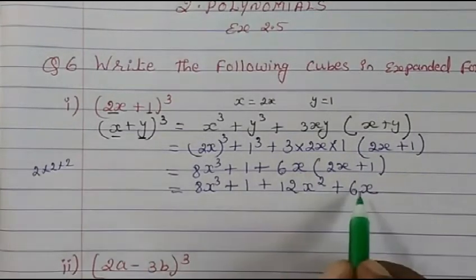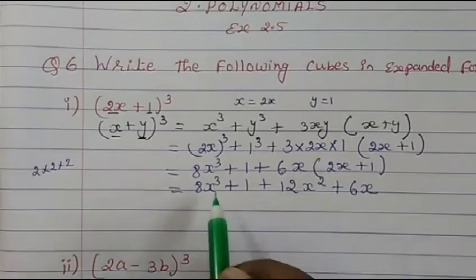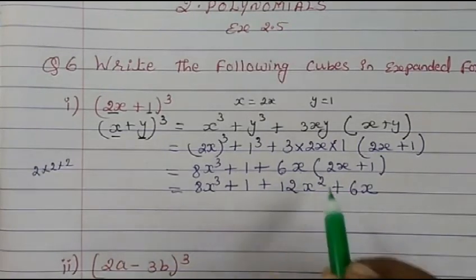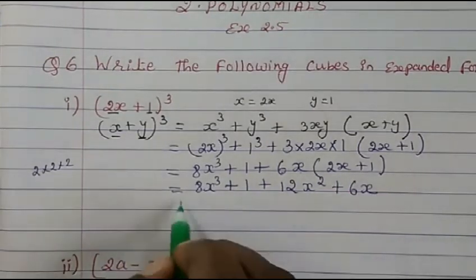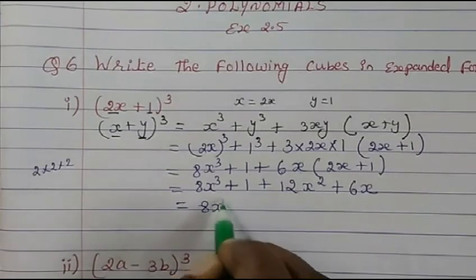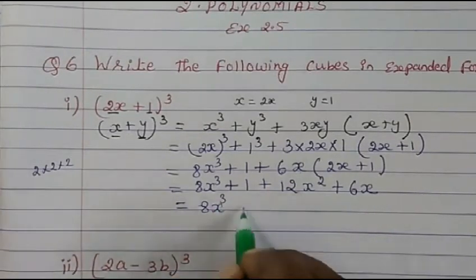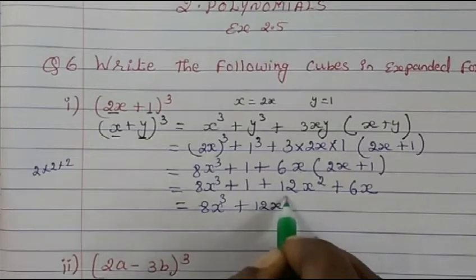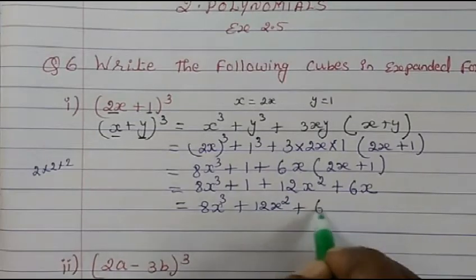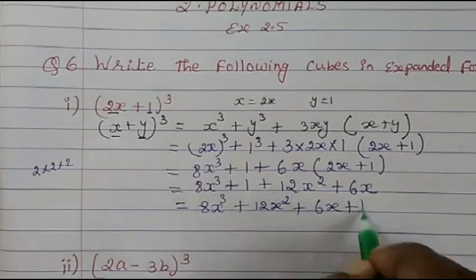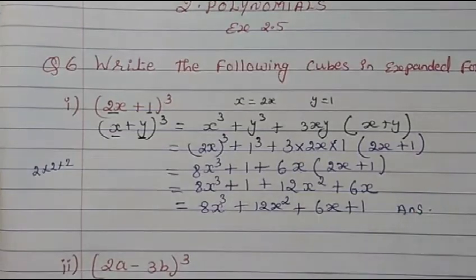So now you see this is not in the standard form because the highest degree 3, then next should be 2, then should be 1. So here it is all mixed up. So let's write down in the standard form. So next will follow 12x square. Then we'll follow 6x, then plus 1. So this is our answer.